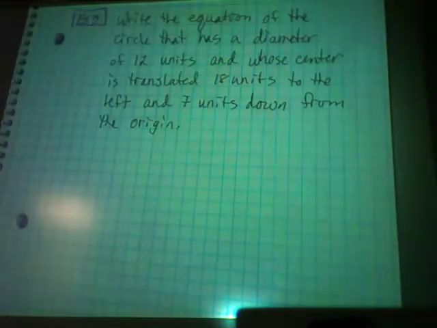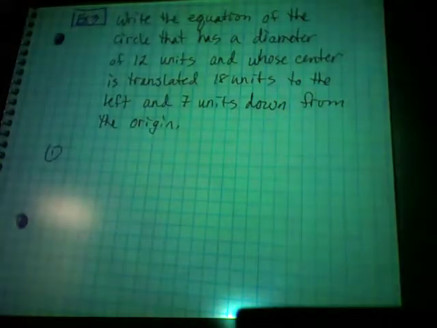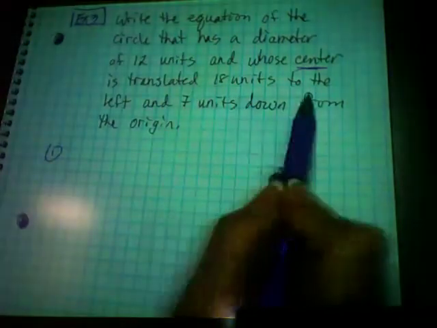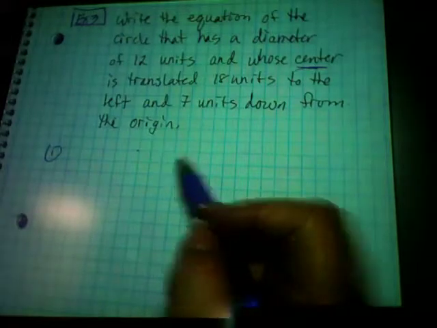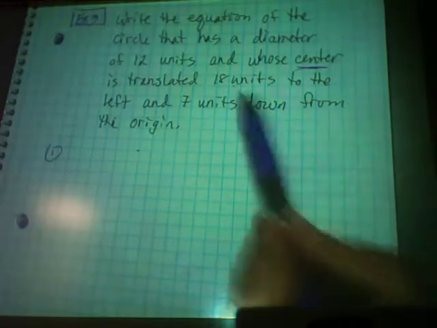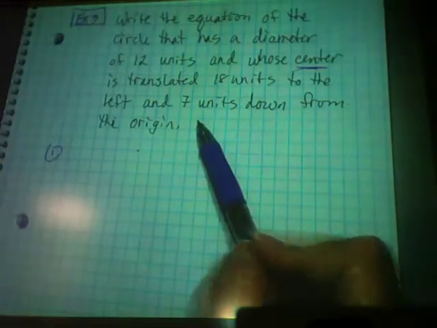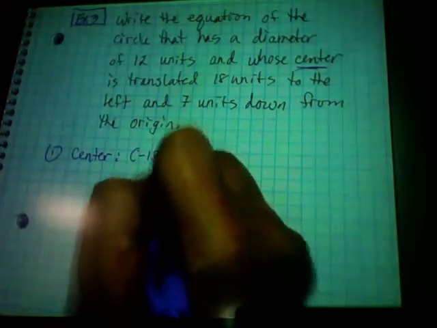All we need from this is the center and the radius, right? So step 1, the center is translated 18 units to the left and 7 units down from the origin, which is at 0, 0, right? So 18 units to the left, is that your x or your y value? So my x value is what? Negative 18, and my y value? Negative 7. So my center is negative 18, negative 7.